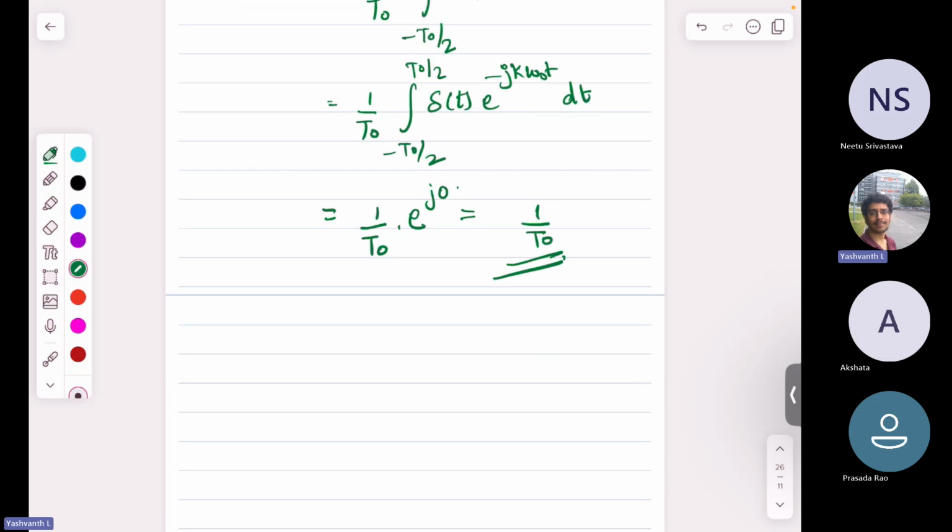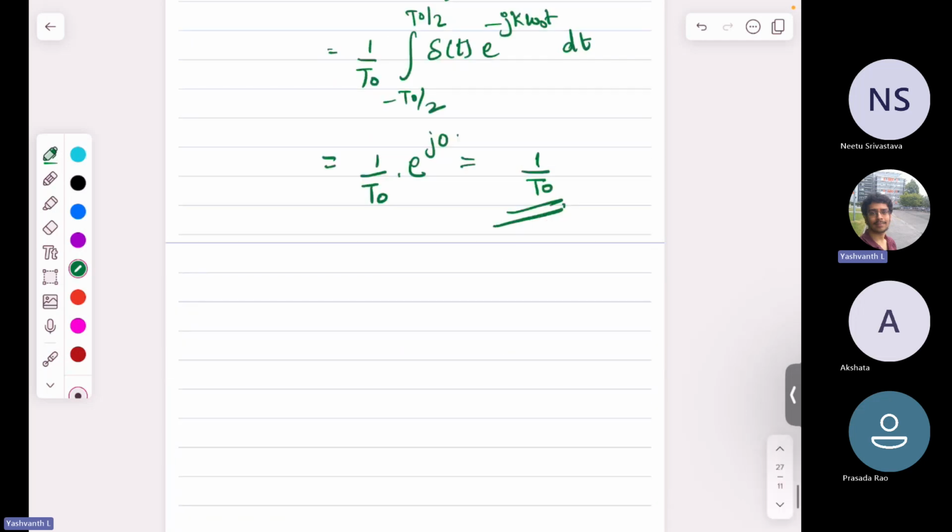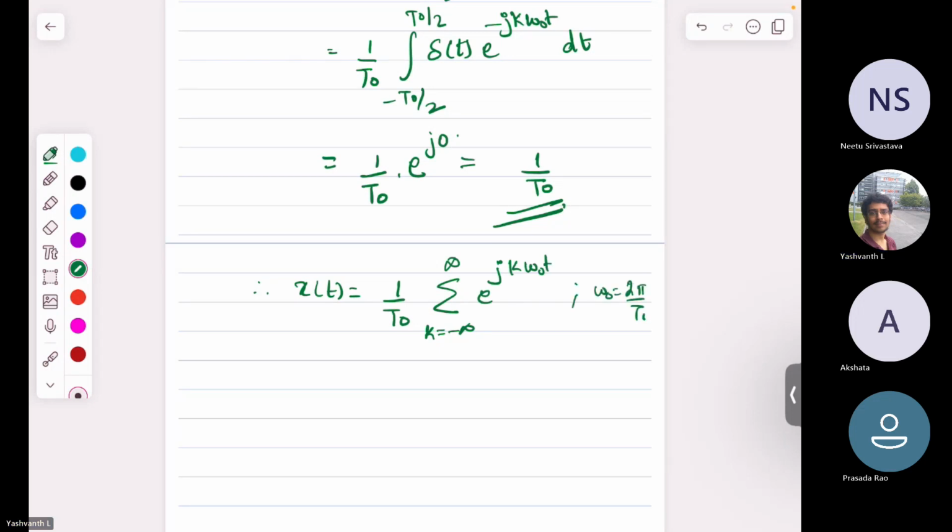So then it's 1 by T naught. So we now know what Ck is. Therefore, very simple. Your x of t is nothing but the Fourier series: 1 by T naught summation k equal to minus infinity to plus infinity e raised to jk omega naught t, where omega naught equal to 2 pi by T naught. That's all.